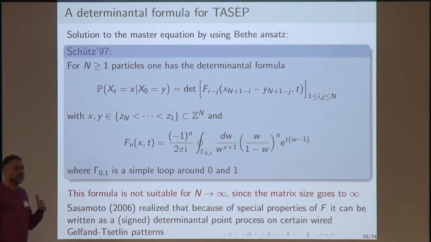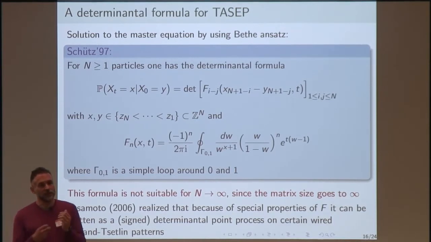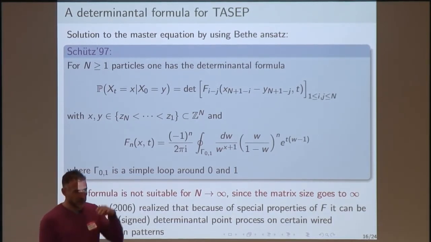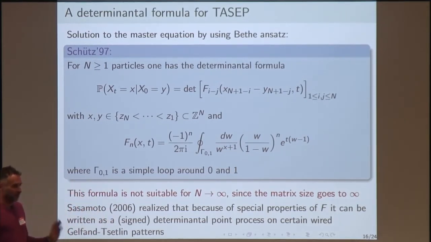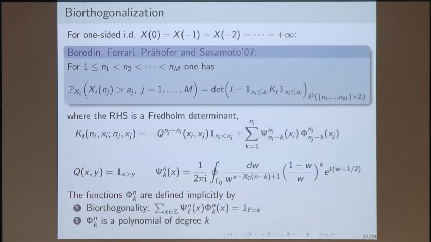And then he realized that that thing was actually a signed determinantal point process on the space of Gelfand-Zeitlin patterns. Now, once you have a determinantal point process, if you want to know the probabilities that you're just less than some few things at some time, there's this Eynard-Mehta theorem which comes to save you. Okay? So that was around 2006, and let me tell you the result of all that.